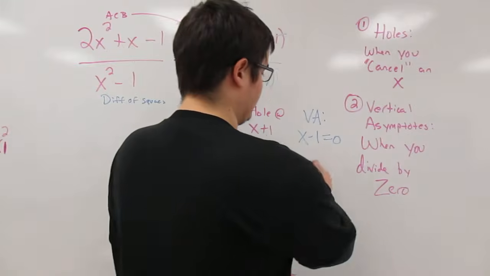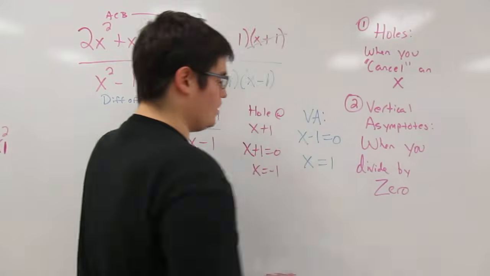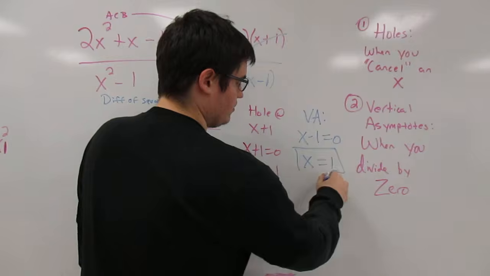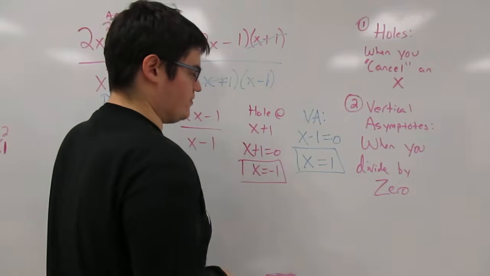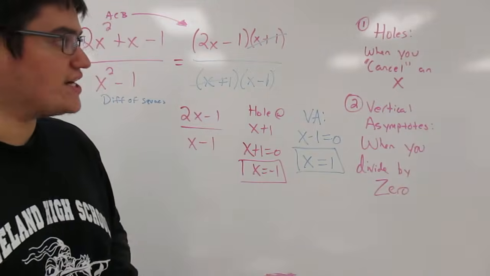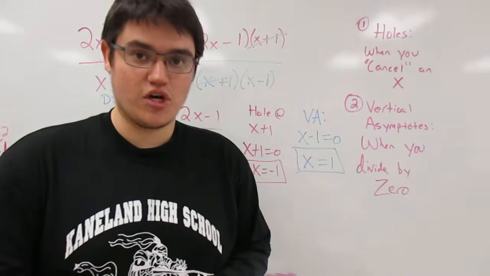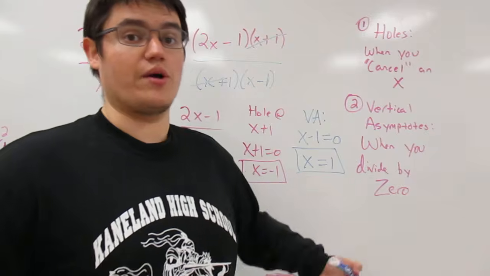Okay? Now we can just add. So you have a vertical asymptote at x equals 1, and you have a hole at x equals -1. So the next video, we're going to talk about horizontal asymptotes and intercepts, and then we can bring them all together to graph.